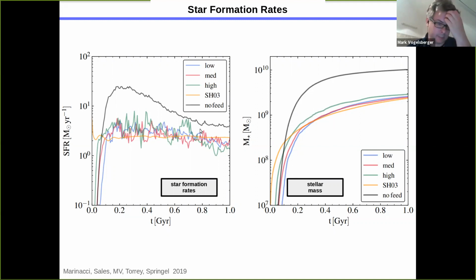Paul Torrey, who was also a co-author on that paper, is currently exploring cosmological simulations, really uniform box simulations of this. I don't have any results yet, and there are still some issues, but we believe that this should be working because we get these convergent results at these numerical resolutions.